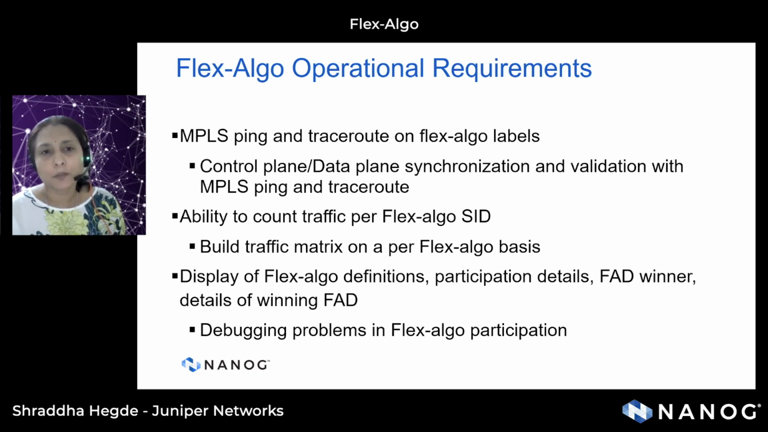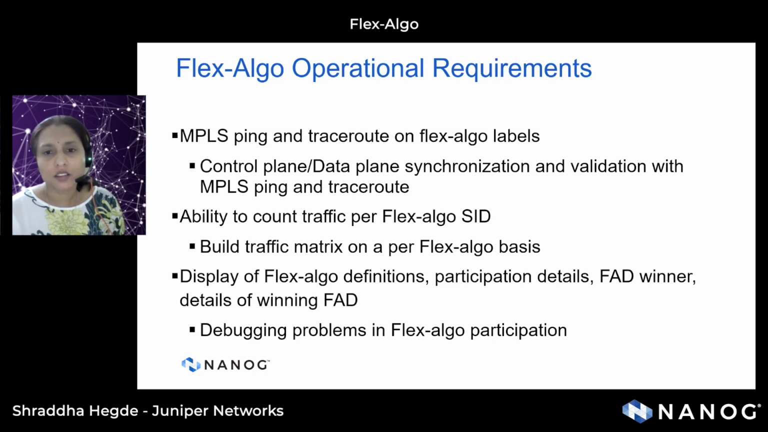So MPLS ping and traceroute is a very powerful tool, especially the traceroute for exploring all the ECMP paths in a network. And for FlexAlgo use cases that use MPLS data plane, SR-MPLS data plane, it's very useful to have MPLS ping and traceroute support for the FlexAlgo labels. So another requirement is the ability to build demand metrics, like traffic demand metrics, on a per FlexAlgo basis. So the ability to count the traffic on a per FlexAlgo SID is something that is very useful.